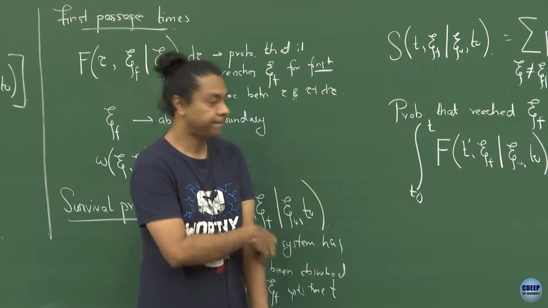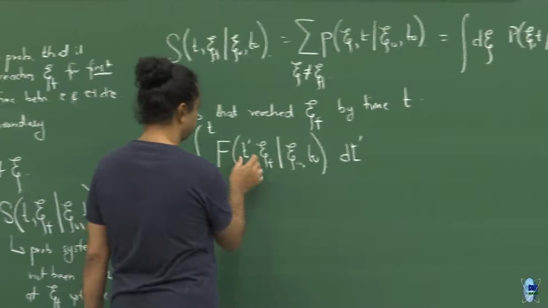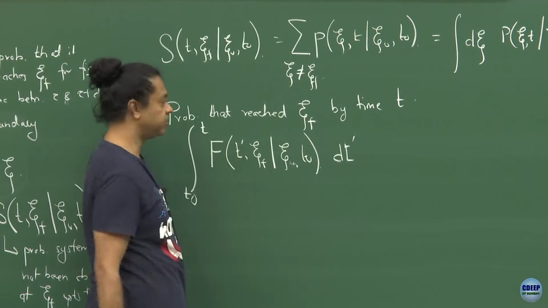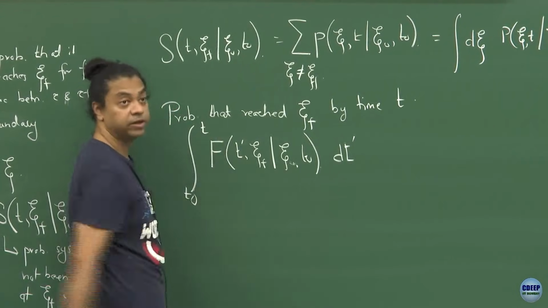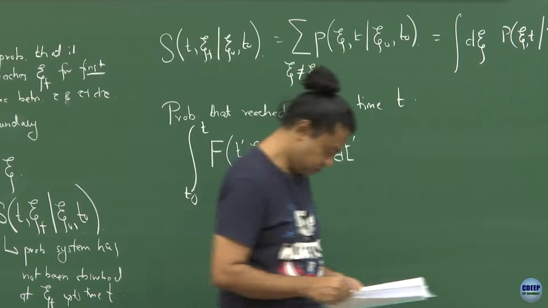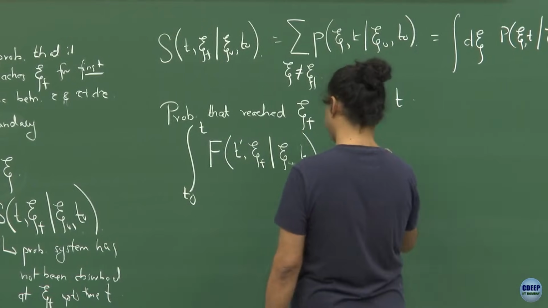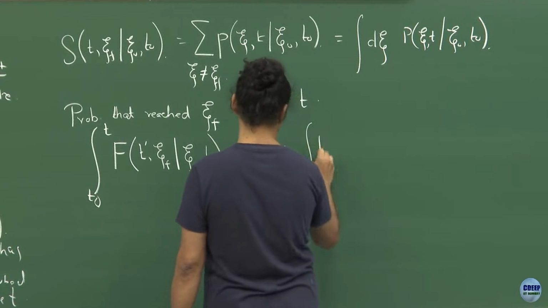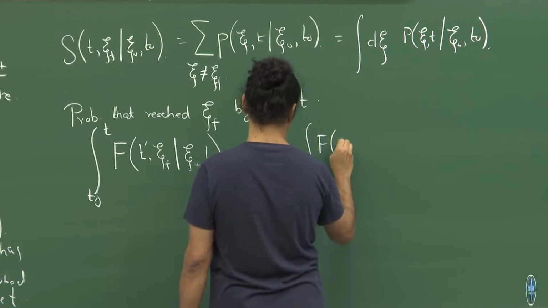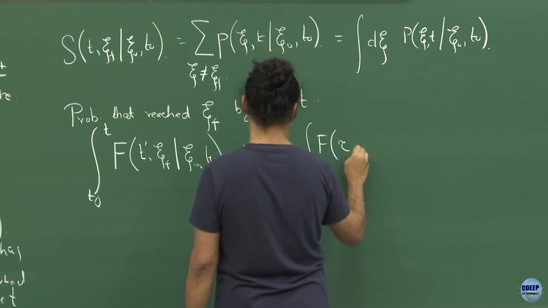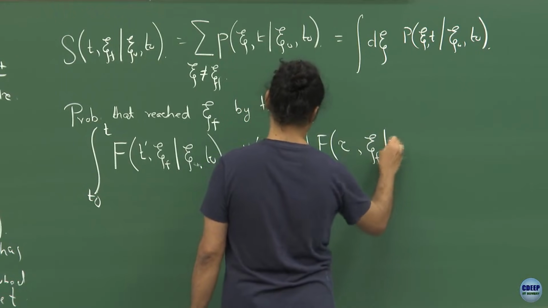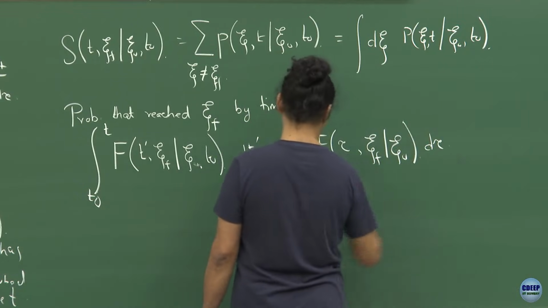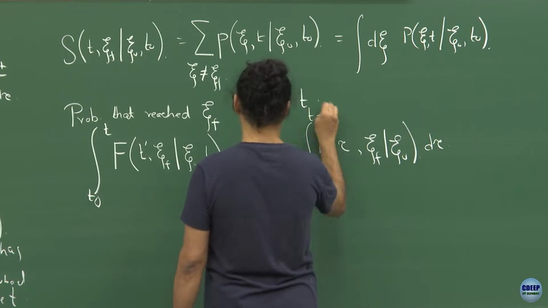Is that fine? So, this is the probability that I have reached at time t prime. I sum up all of these times up till this time t that I am interested in, and that gives me the probability that I have reached xi f. Because we are looking at stationary processes, I can also write this equivalently as f of tau, xi f comma xi naught, d tau from 0 to t minus t naught.